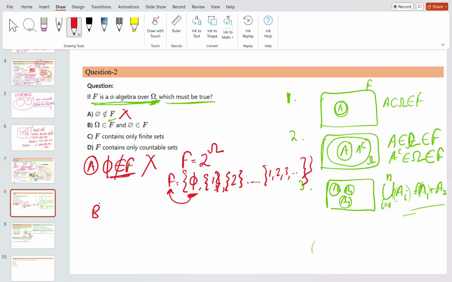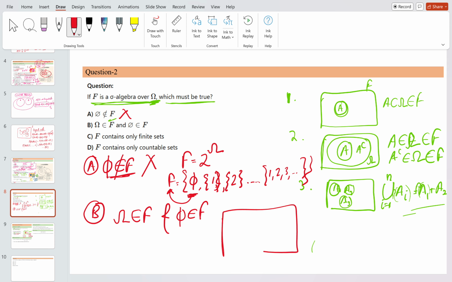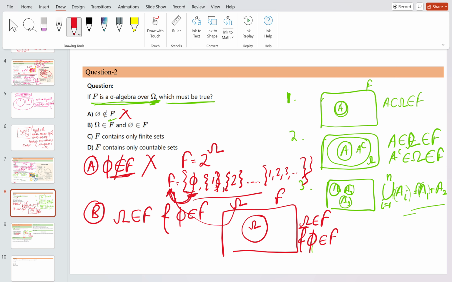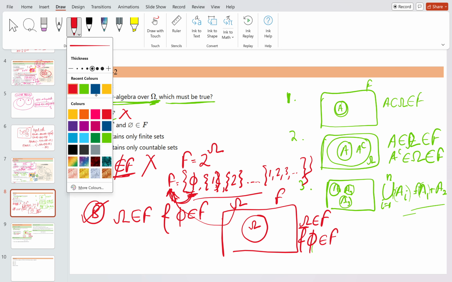Second, option B: omega belongs to F and phi belongs to F, that is always true. If you see the sample space F, you have phi, and this phi belongs to F, and also omega belongs to F. That is true. Now phi belongs to F, and the whole set omega also belongs to F. That is true. B is true.